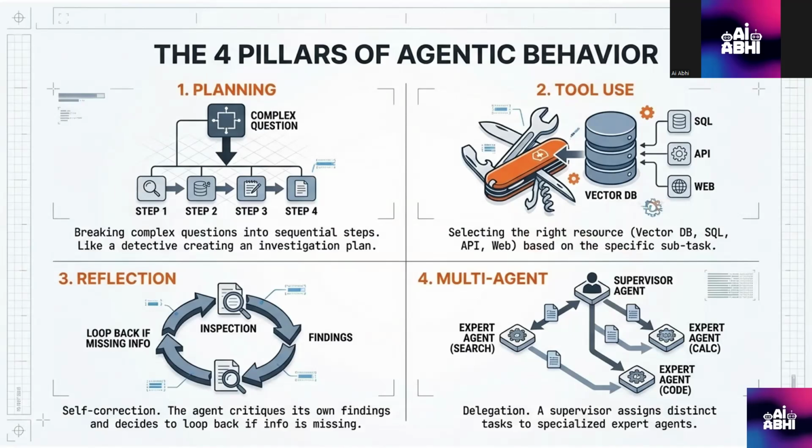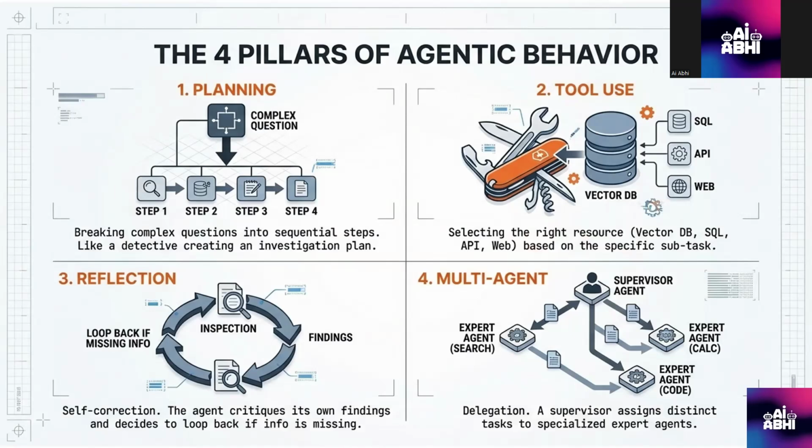The third pattern is reflection. After getting a result, the agent checks itself. Did I find enough? Is this actually answering the question? Are the gaps too big? If the answer is no, it goes back and tries again. This is CRAG, corrective RAG, which I mentioned in my advanced RAG video. The link is in the description.